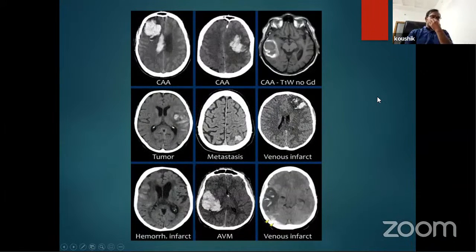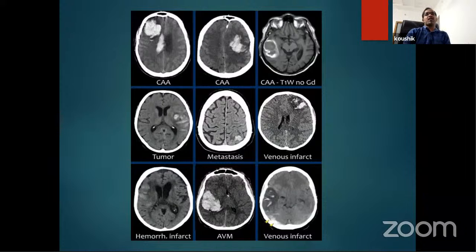Then I have put a slide here showing different types of hemorrhages. If you see here, this is a lobar hemorrhage, where this is a case of cerebral amyloid angiopathy. Then here comes the tumor. This is a tumor bleed. Most of the cases, it will be challenging to say whether it is a tumor bleed or just a parenchymal bleed on plain images. We need contrast. We need to work up with MRI.